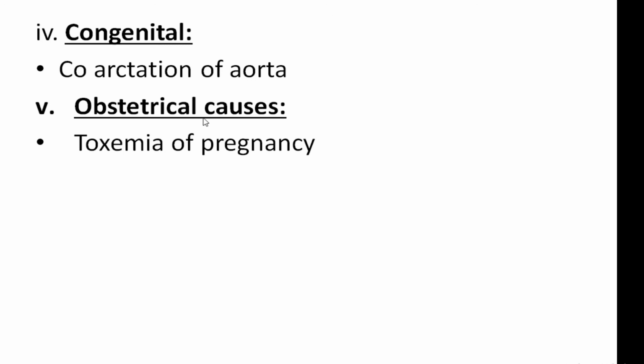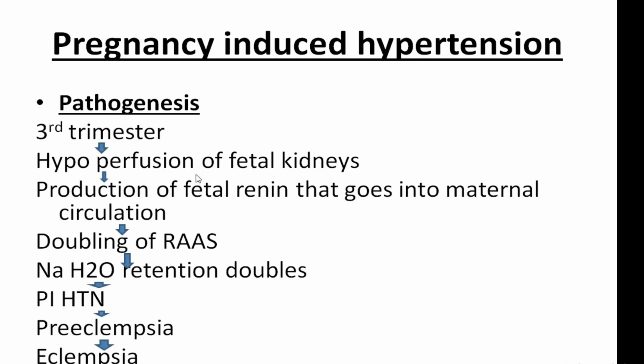Next cause of secondary hypertension is obstetrical causes. In obstetrical causes, there is toxemia of pregnancy. Now let's talk about toxemia of pregnancy or pregnancy induced hypertension. So, the pathogenesis of pregnancy-induced hypertension is that in third trimester there is hypoperfusion of fetal kidneys. Why? Because of underdeveloped placenta. Because of underdeveloped placenta in third trimester of pregnancy, there is hypoperfusion of fetal kidneys.